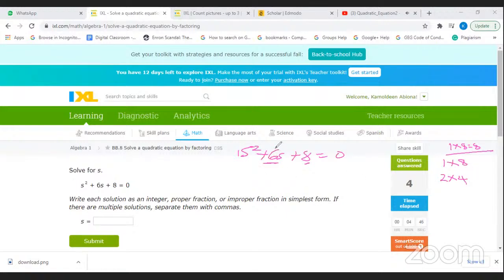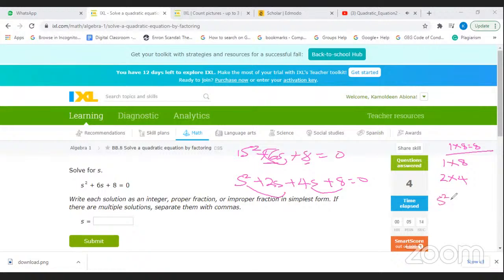So it means instead of having 6x, you replace it with what? 2x plus 4x. So we are going to have x squared plus 2x plus 4x plus 8 equals 0. So this is group 1, this is group 2. So what is common in group 1? Don't forget the way we did it. Let me remind us again.